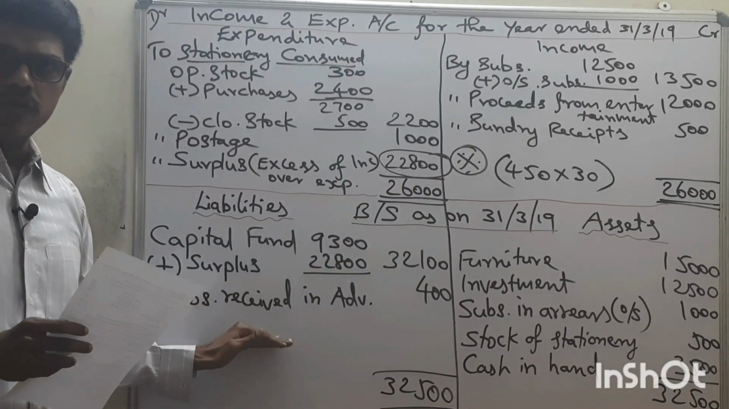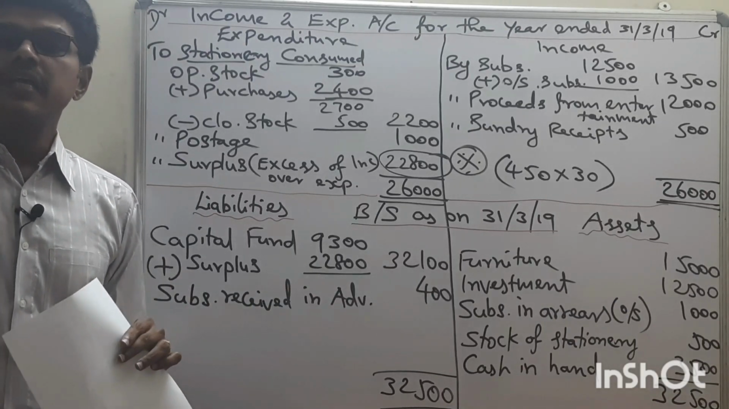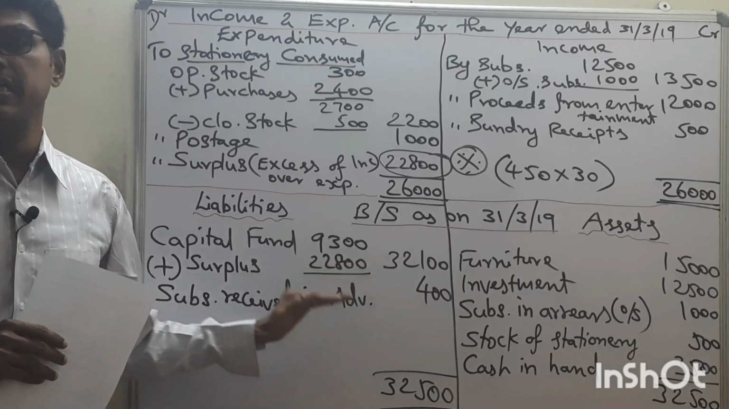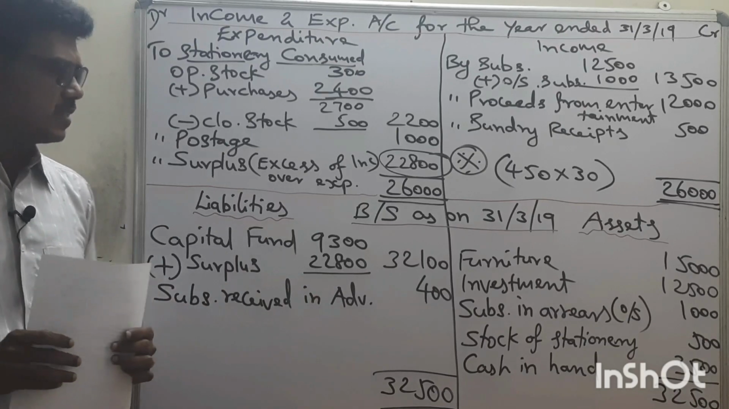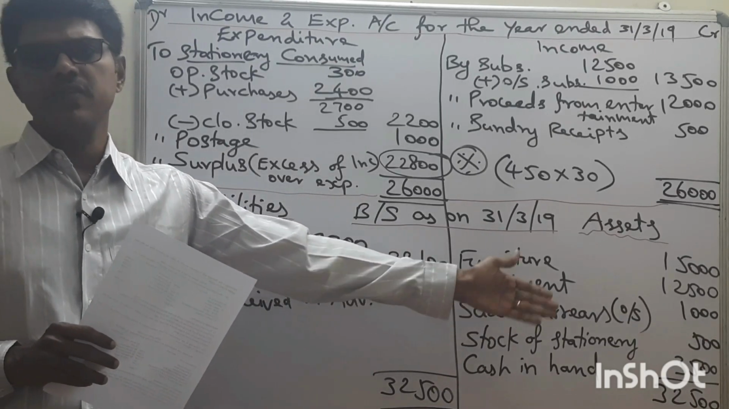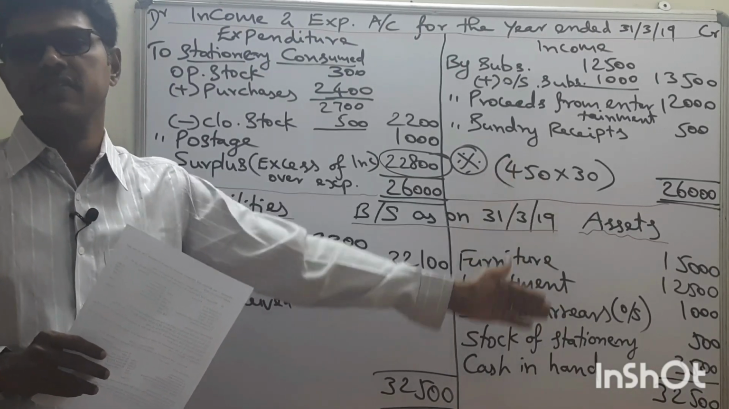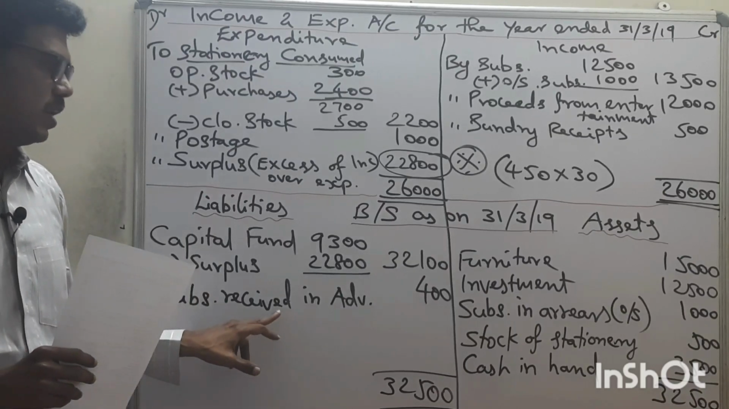This is received in advance until the next year commence or next due date for receiving this money commence. This should be treated as liability. Here arrear subscription, the outstanding subscription, is the asset. Any amount which is not yet collected till 31st March is the asset. Any amount which is collected for the future period is the liability.